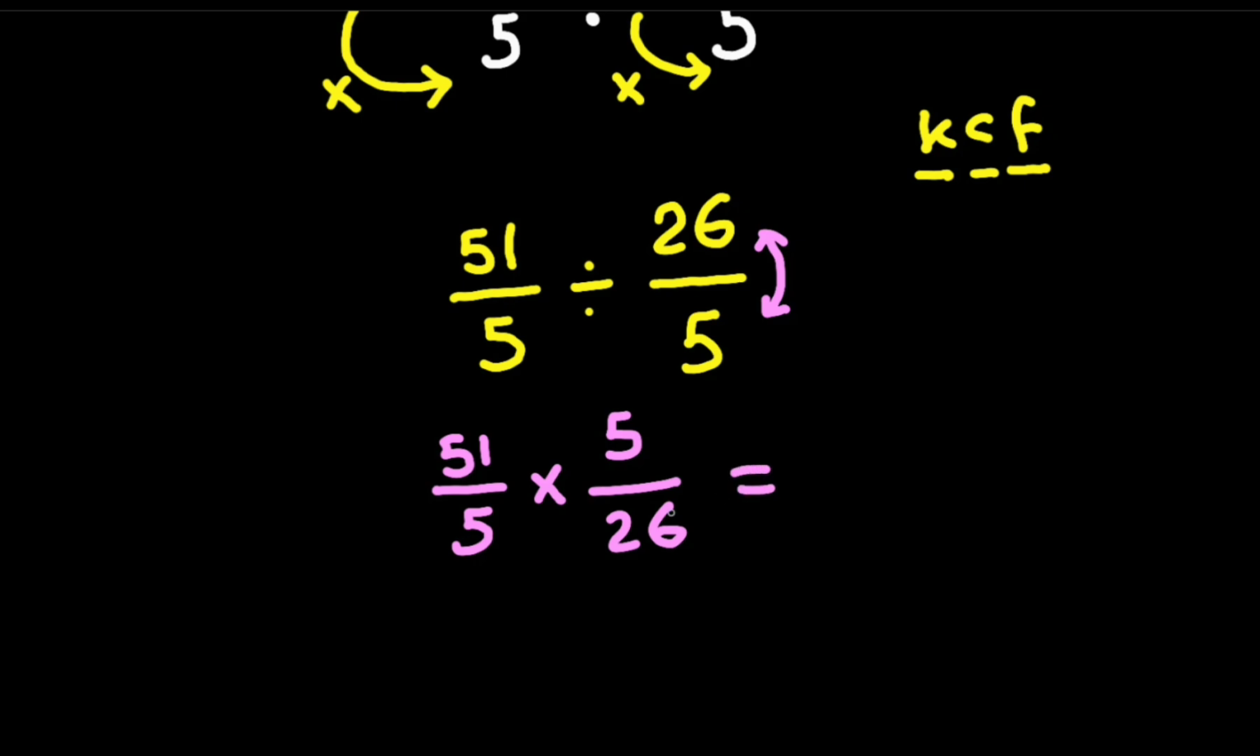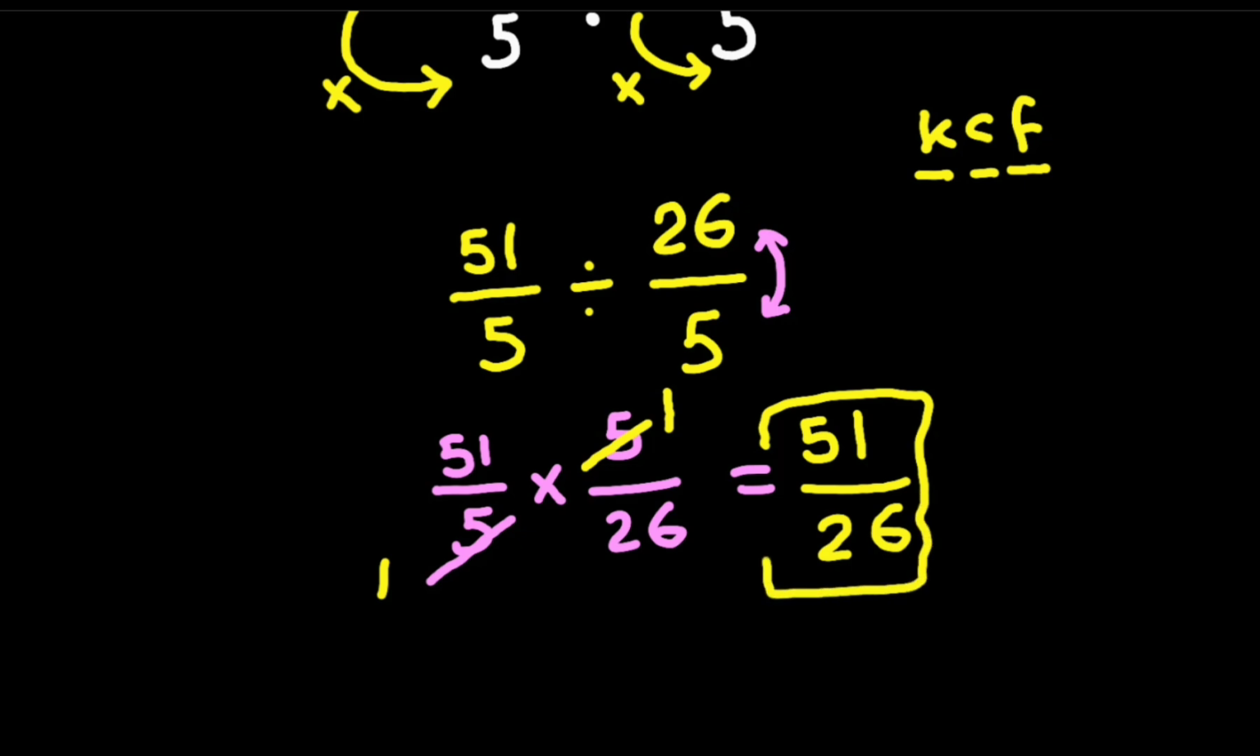So now we have one expression that we can simplify. 5 divided by 5 gives us 1, 5 divided by 5 gives us 1. Now we have 51 times 1 gives us 51, and 1 times 26 gives us 26. The last answer is 51 over 26.